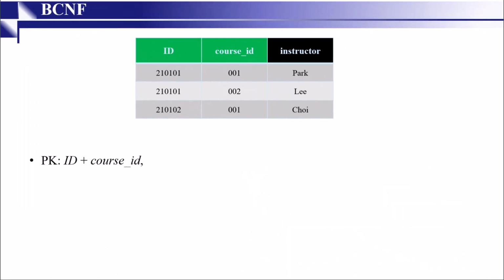Continuing with the table, the primary key is ID and course ID. So it already satisfies 1NF because all values are atomic, attributes are unique, and domains are consistent. It is also in 2NF with no partial dependency, and also it is in 3NF with no transitive dependency. But we need to check whether it is in BCNF or not, particularly regarding the instructor and course ID.